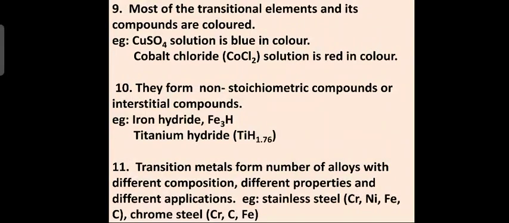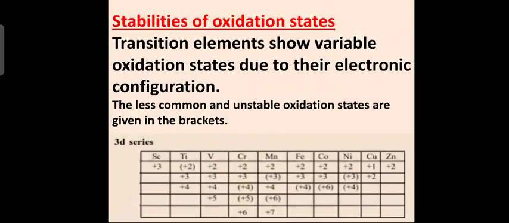For example, stainless steel. Which elements are present in stainless steel? Chromium, nickel, iron, carbon. Chrome steel is once again another alloy of iron. What do you mean by alloy of iron? The majority will be iron, and in traces other components will be there, for example, chromium and carbon. So we'll move to the next slide.